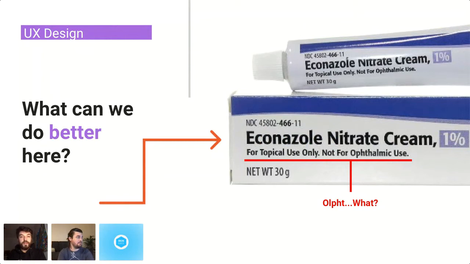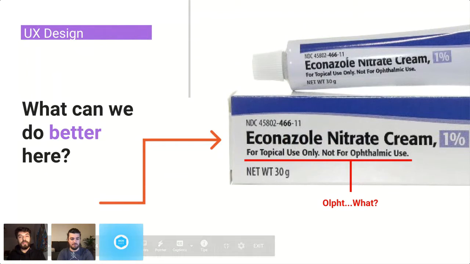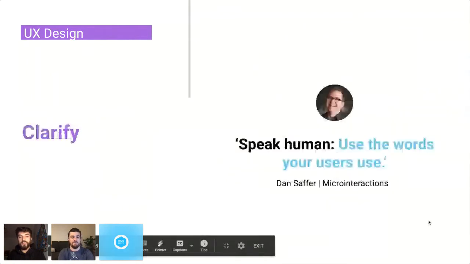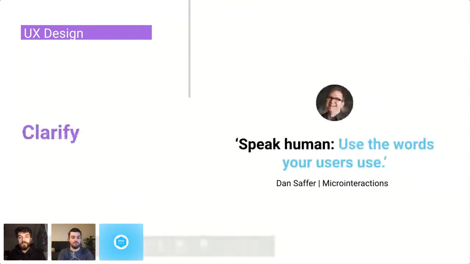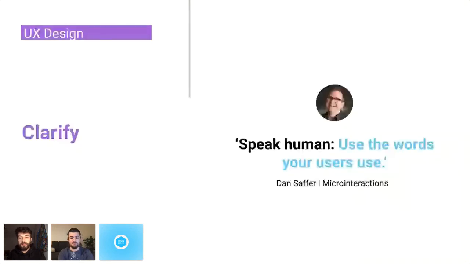But a lot of people are not so well versed with the Latin language that is usually used in medicinal services. So what we can do is actually speak human. You don't have to say topical or ophthalmic. You can simply write down use on skin, not in the eyes, right? So speak human, use the words your users use.